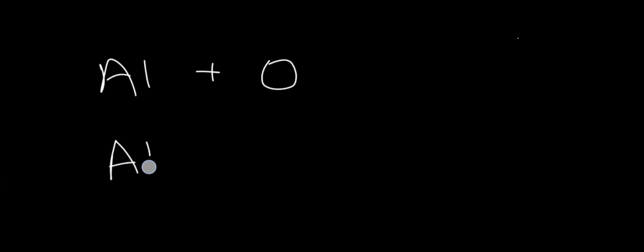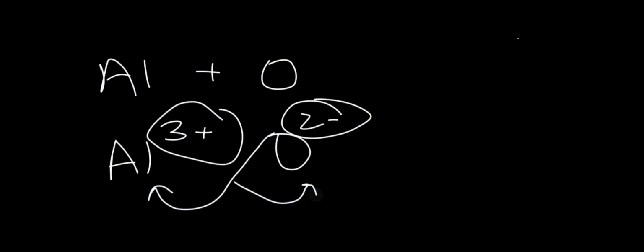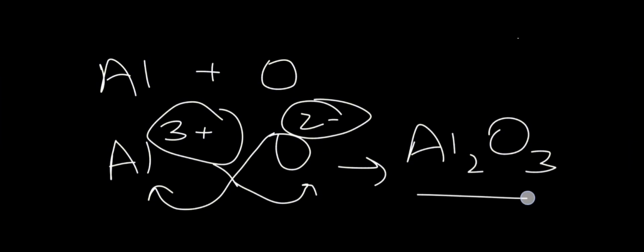Also, if we were given aluminum and oxygen to make an ionic compound, what would be its formula? So aluminum has a 3 plus charge, oxygen has a 2 minus charge. And in this situation, we can do something known as cross-multiplying the charges. We take this -2, we give it to aluminum. We take this +3, we give it to oxygen. So aluminum will have 2, oxygen will have 3.